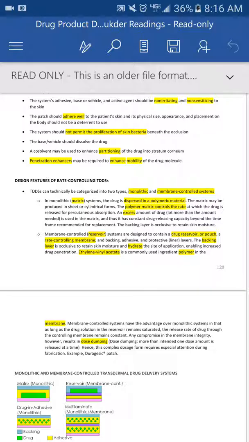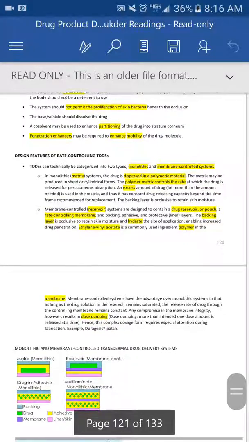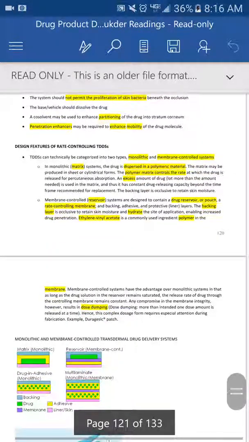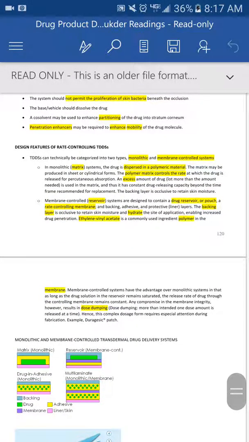The patch should adhere well to the patient's skin, and its physical size, appearance, and placement on the body should not be a deterrent to use. You don't want to put a giant piece of paper on your belly. That'd be weird. The system should not permit the proliferation of skin bacteria beneath the occlusion.